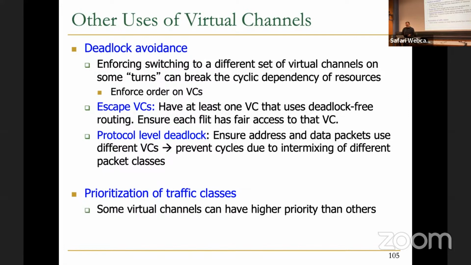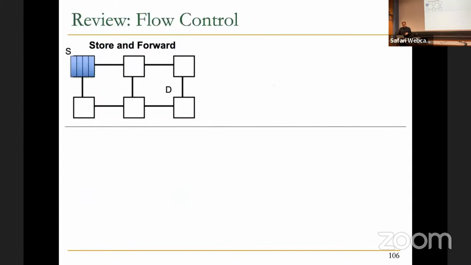You can also prioritize traffic classes. If you want to prioritize, you can have some virtual channels with higher priority. If your flow is more important, you can make sure that flow only uses those virtual channels. Because those virtual channels are prioritized, in your arbitration or allocation policy you can give them more slots.